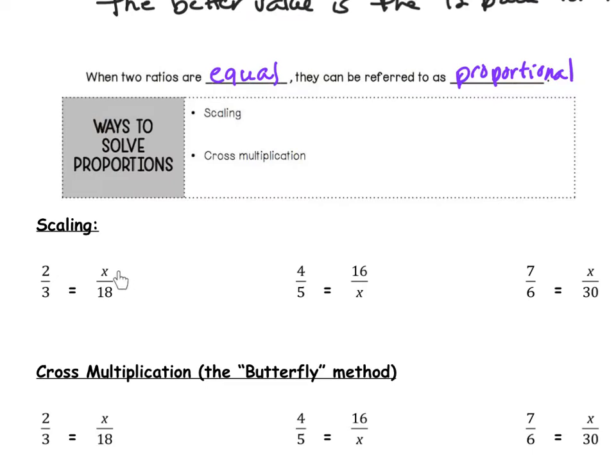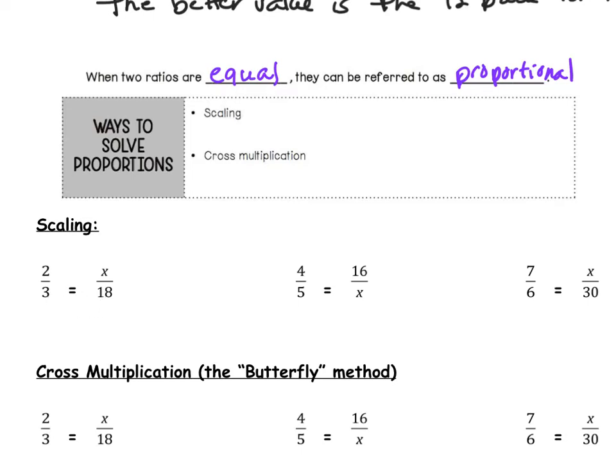And in the second example, we have x compared to 18. And like fractions, we can use our knowledge of fractions to help us. So if we looked at this like it was a denominator, and this also is a denominator, we can tell there's a relationship between these numbers. We could take 3 times 6 to get back 18. So we scaled this up by 6.